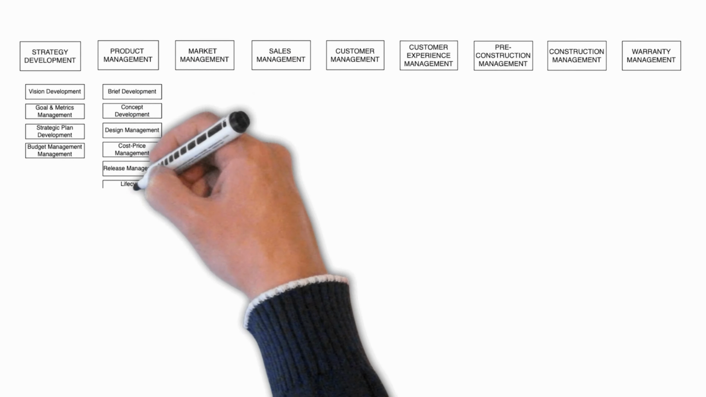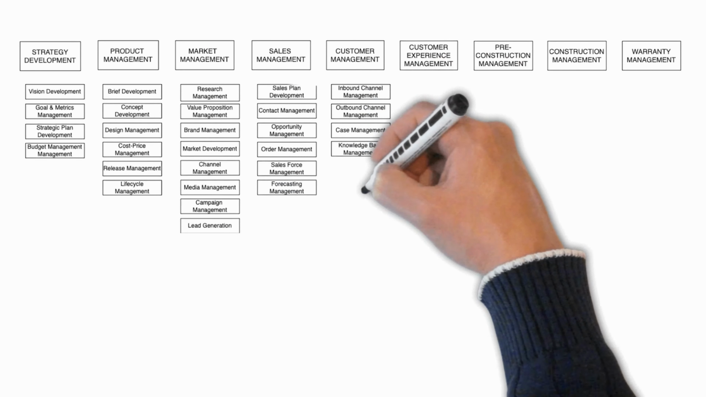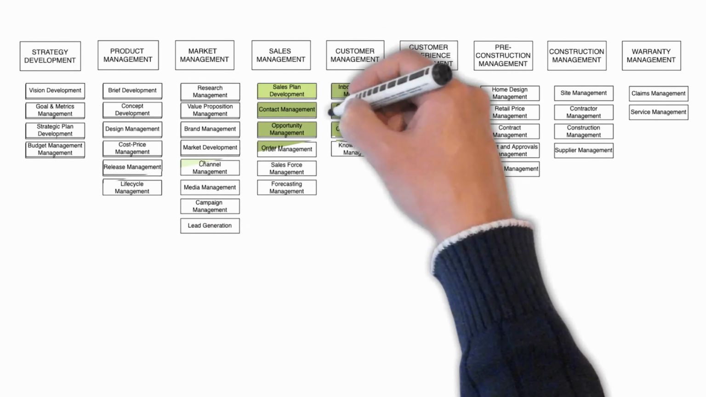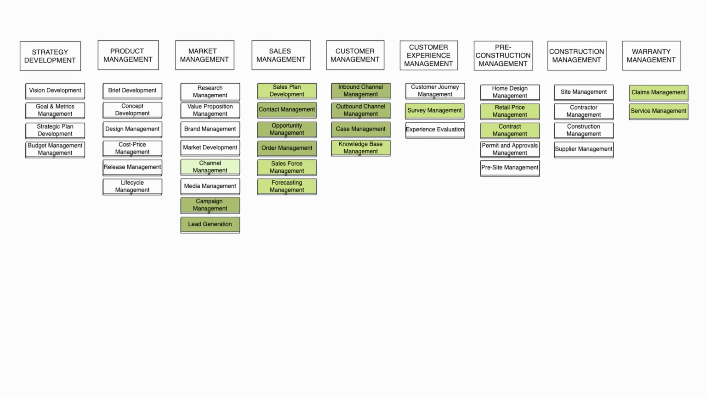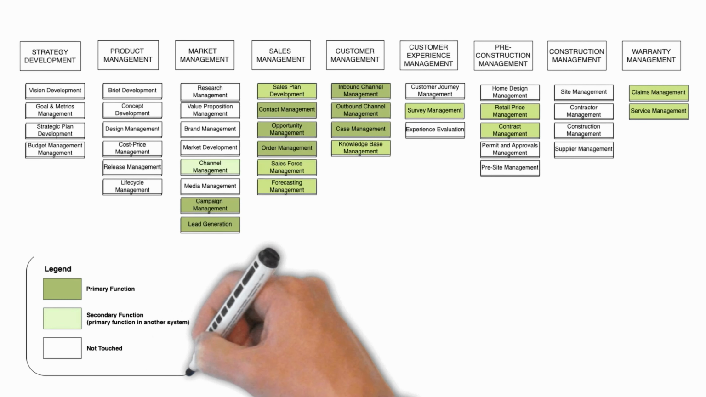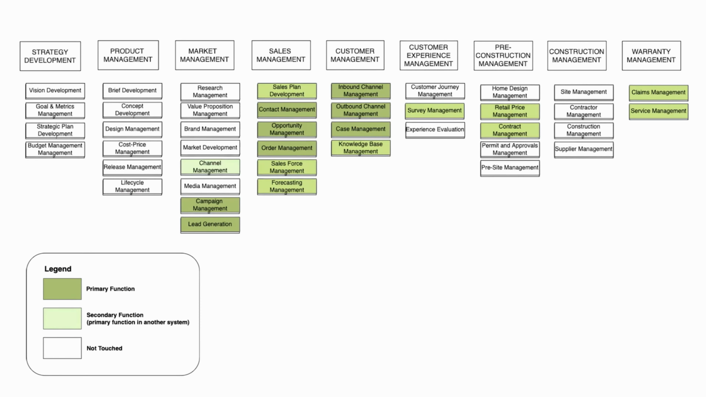The level 0 capabilities have been decomposed into level 1 capabilities. Next, we identify the capabilities the new CRM needs to support. Dark green capabilities are primary capabilities, and light green are secondary capabilities where the primary function resides in another system, but they need to be integrated into the new CRM.